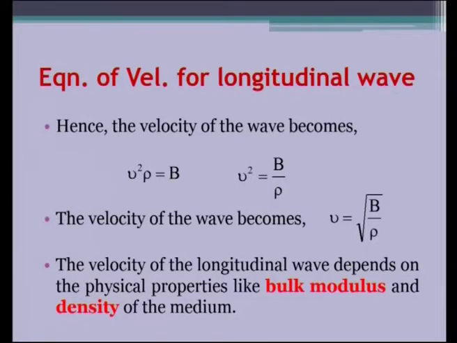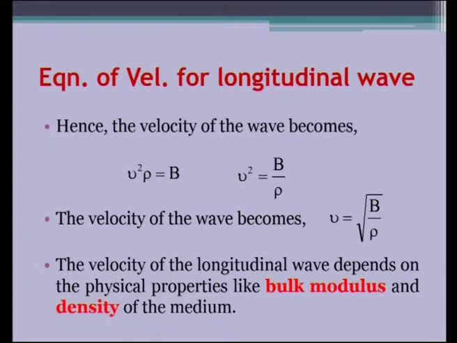See, once it is done, the velocity of the wave becomes a very simple equation. Here V squared is written as the ratio of bulk modulus to density, so the velocity of the wave becomes V equal to the square root of the bulk modulus divided by density. So, we have arrived at the final expression for the velocity of the longitudinal wave in a medium.